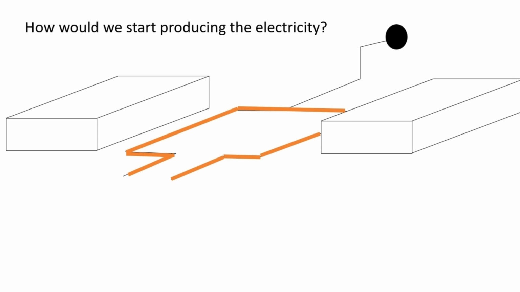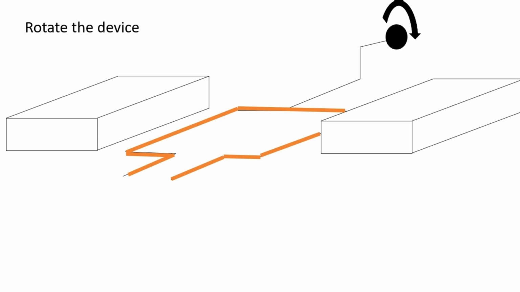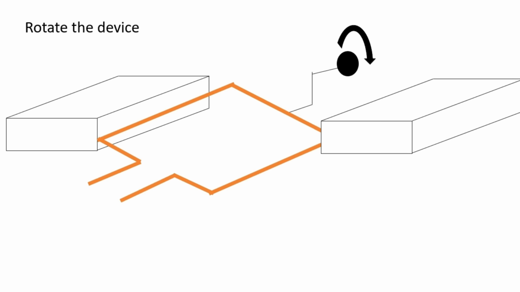Okay, so we've got everything wrapped. We've got our wire on our armature. We've got our magnets. Now we need rotation. That's all that's missing. So we would need to rotate the device. So you would see it start rotating like that.